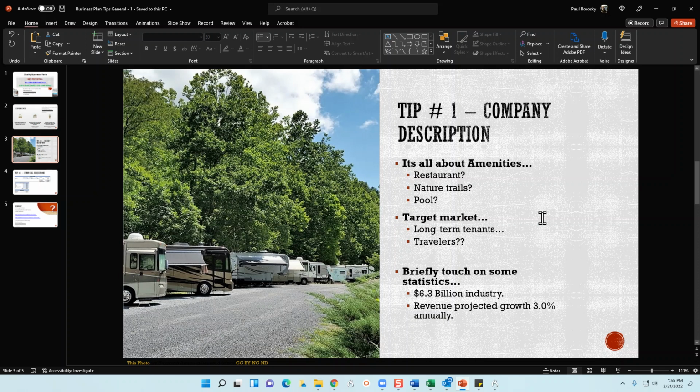And then finally, for your company description section for your RV park, make sure to touch on some industry statistics in your business plan.